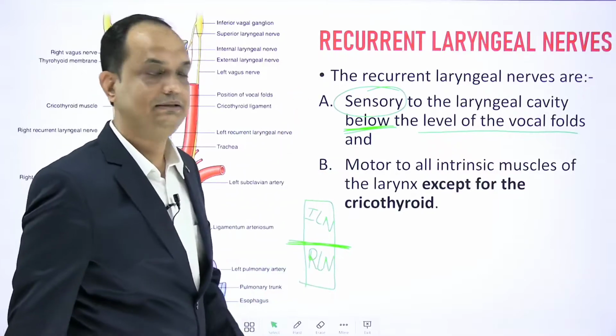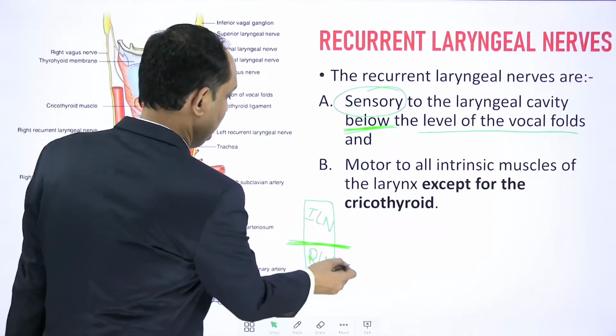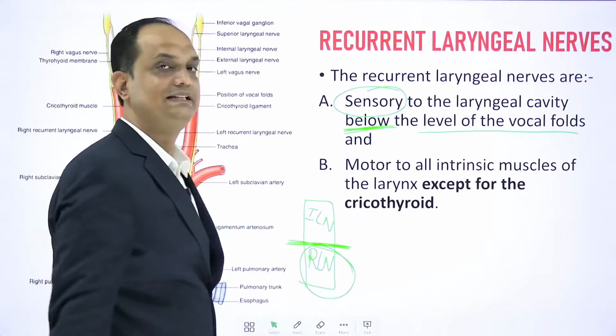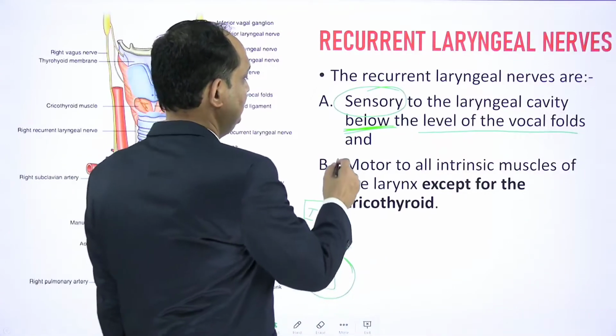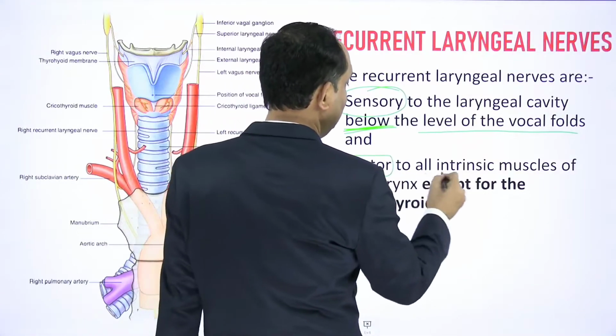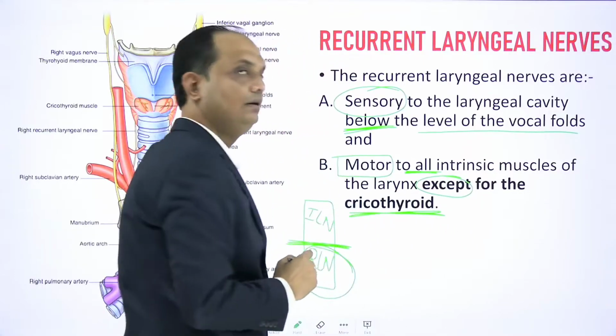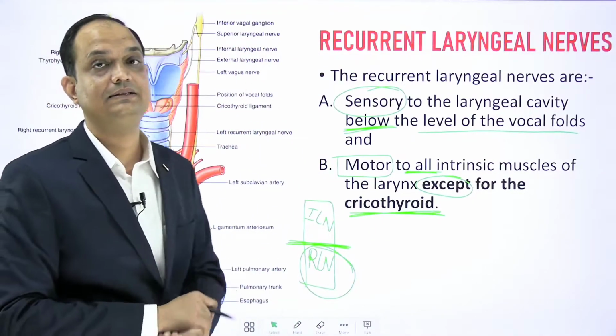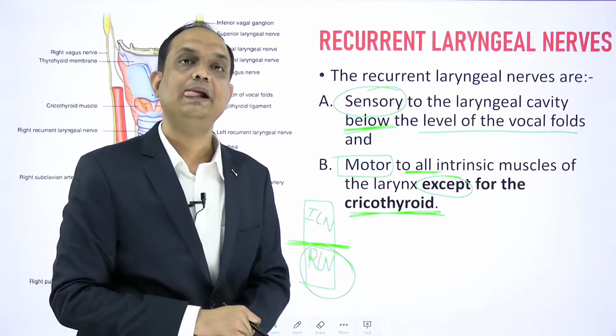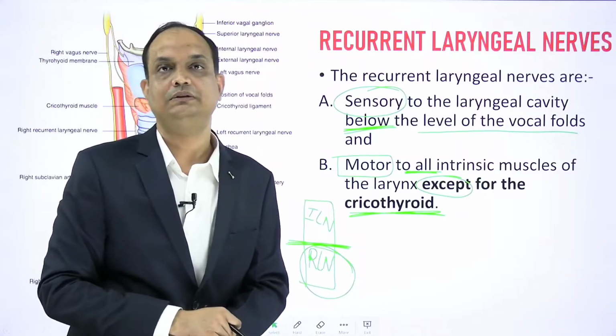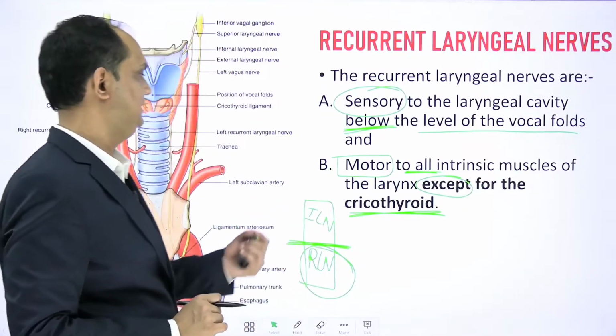Apart from that, this recurrent laryngeal nerve is not only responsible for the sensory supply of the lower part, but it is motor to all the muscles except cricothyroid. We just discussed that the cricothyroid is supplied by the external laryngeal nerve, a branch of the superior laryngeal nerve.